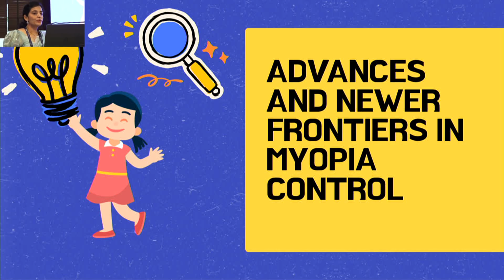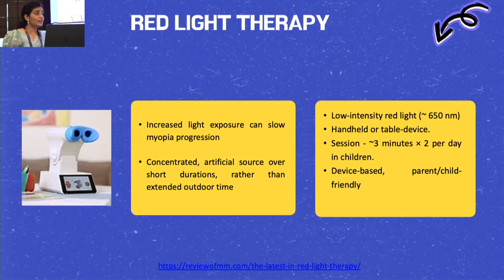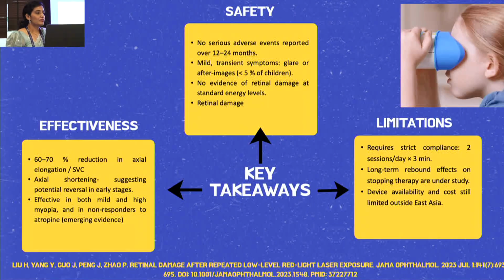So coming to the newer advances, we have red light therapy. This is based on the fact that increased light exposure can slow down myopia, and here we have an artificial source. It is a low intensity red light, about 650 nanometers, which is handheld or tabletop, used for 3 minutes twice a day in children. It is device based and parent and child friendly. A 60 to 70% reduction is seen, effective in both mild and high myopia.